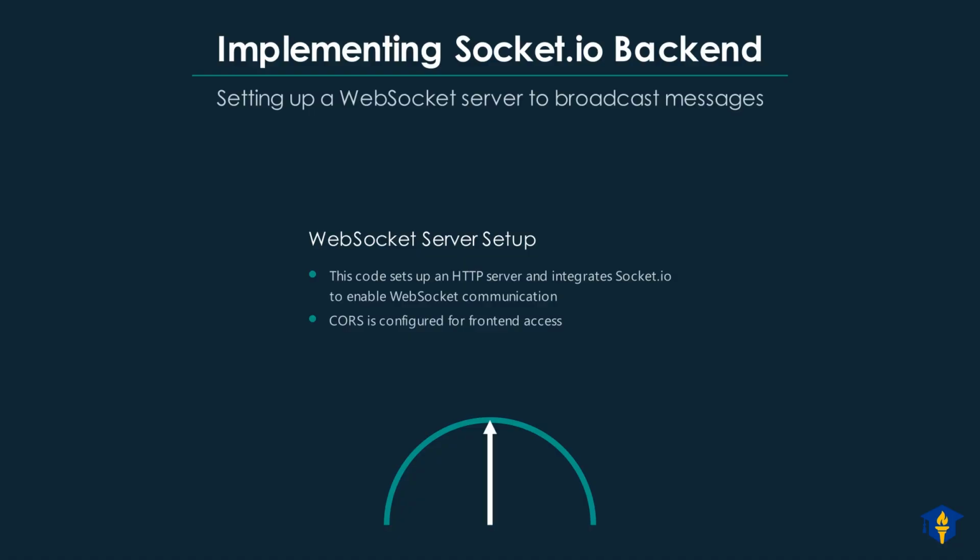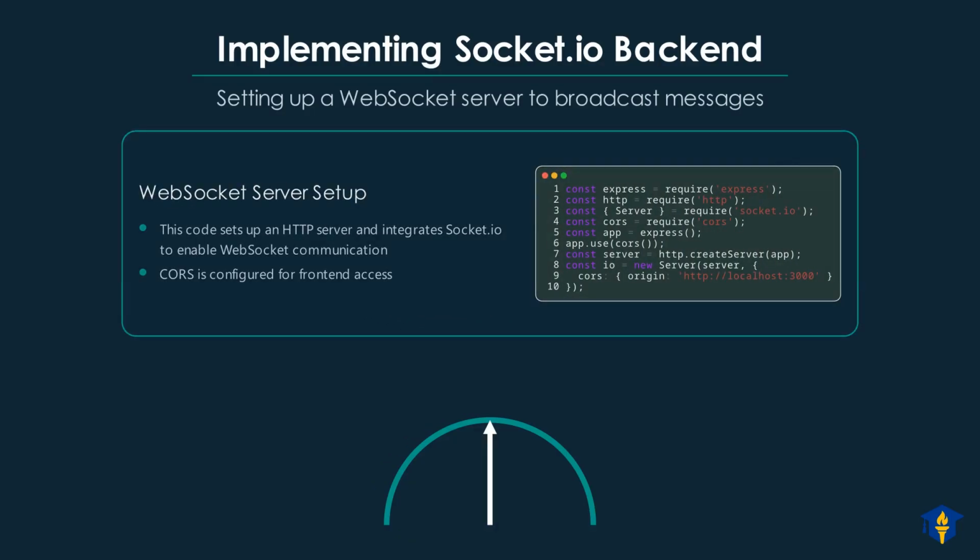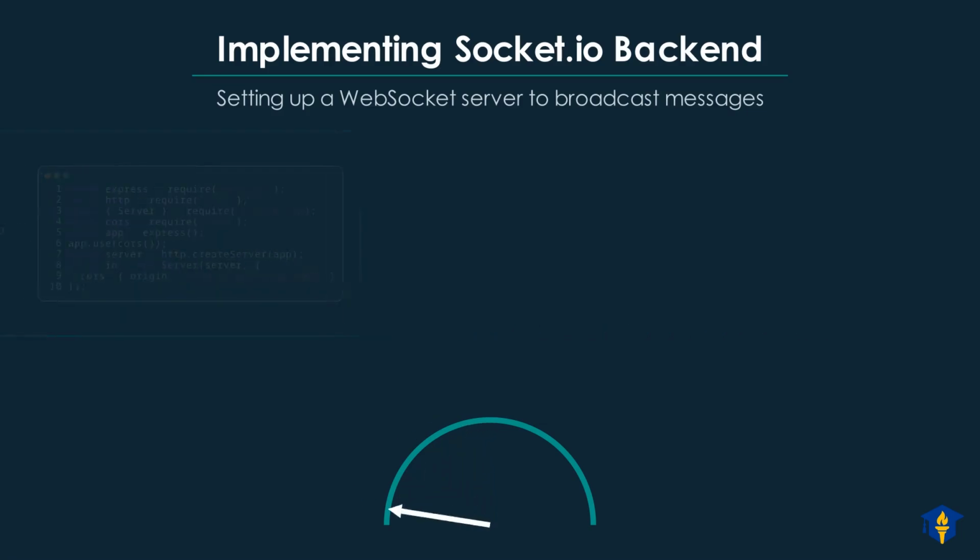Here, we have the WebSocket server setup, which is the initial step for enabling real-time features. This code sets up an HTTP server and integrates Socket.io to enable WebSocket communication. CORS is configured for front-end access. This code initializes an HTTP server and integrates Socket.io, enabling real-time communication with CORS.